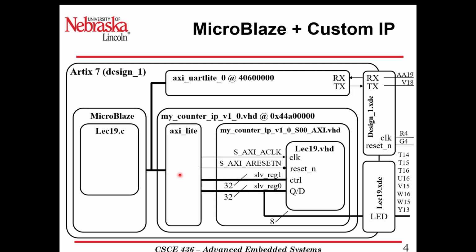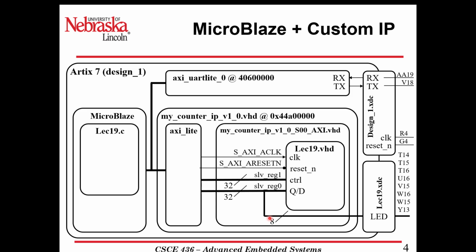So the top level will connect to that bus, this AXI light, and then we're going to connect our counter inputs and outputs to different slave registers. There are 32 slave registers, 32 bits wide, that we're able to use, and we're going to connect the control signal and then the D and Q signals to slave register 0 and slave register 1 respectively. We're also going to swizzle off 8 bits and connect them to the LEDs so we can see our count on the LEDs. And then we're going to connect that through another XDC file to those pins on our FPGA.